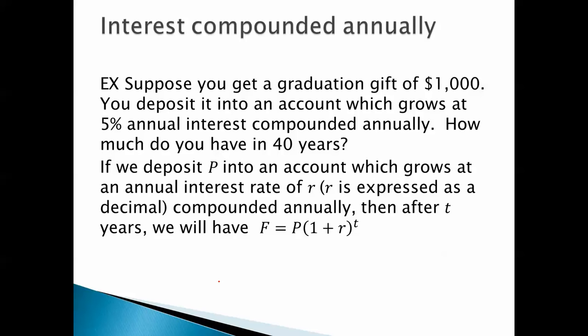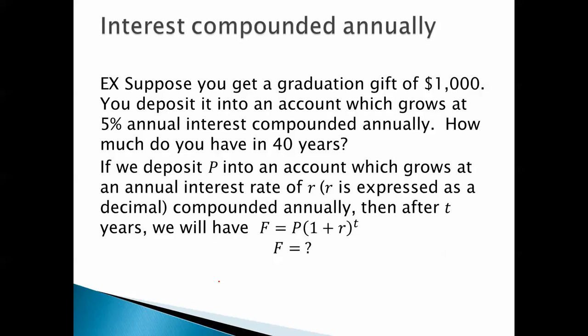Well, here's the formula we're going to use. If we deposit P dollars, for example, into an account which grows at an annual interest rate of R, expressed as a decimal, compounded annually, then after T years we will have F equals P times (1 plus R) to the T. Looks complicated, but you'll get used to it.